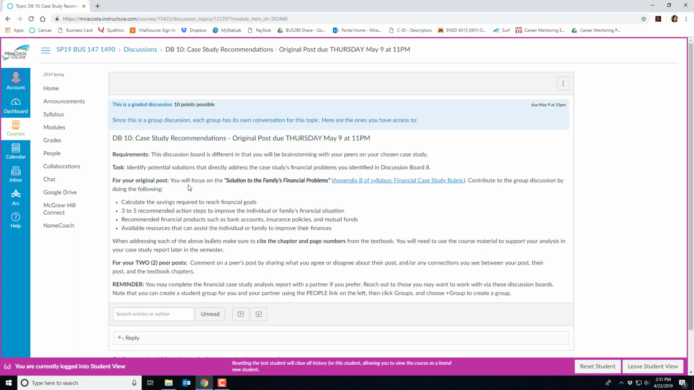Again, this discussion board is a little bit different than some of the other ones in that this is focused on our case study. So you had previously chosen a case study earlier in the semester and then wrote a discussion board around some of the financial problems you saw. Now, in this discussion board, you're going to identify potential solutions that directly address the financial problems you previously identified in discussion board 8. So it might be helpful for you to go back to your discussion board 8 and look at the problems that you identified so that you can identify solutions that directly address each problem.